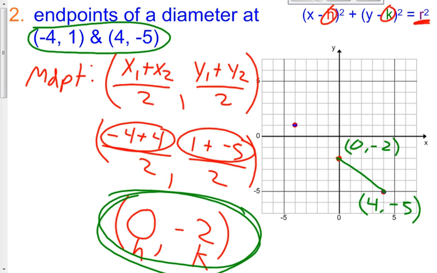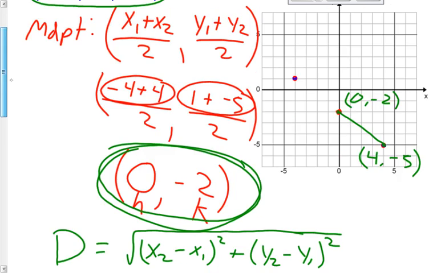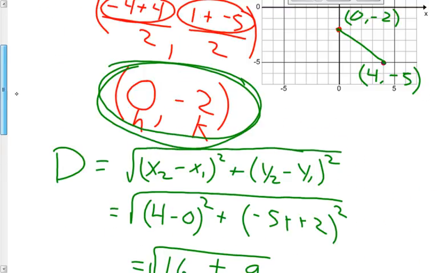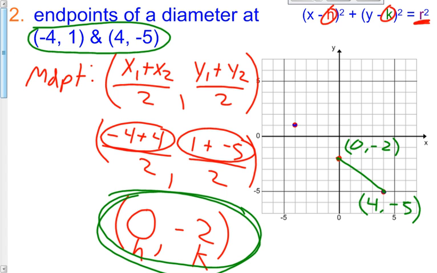Did I ever graph this one over here? I didn't, did I? Our distance is, our radius is 5 units. So from our center, let's go 5 this way. 1, 2, 3, 4, 5. Let's go 5 this way. 1, 2, 3, 4, 5. 5 to the left. 1, 2, 3, 4, 5. And 5 down. 1, 2, 3, 4, 5. And try to connect all those dots. Once again, I'm a bad circle drawer.